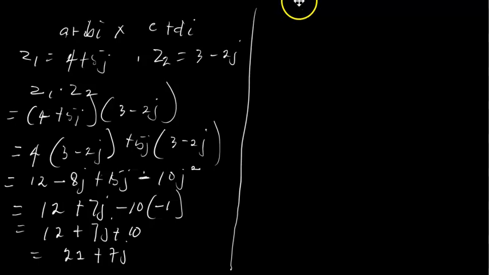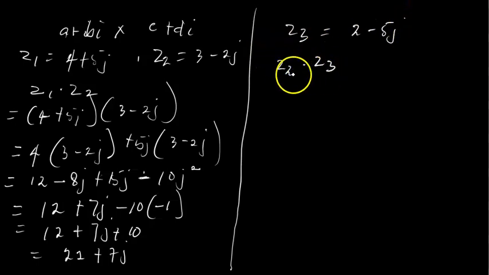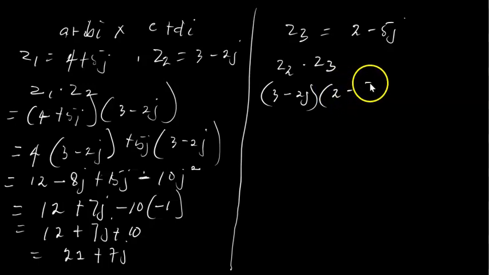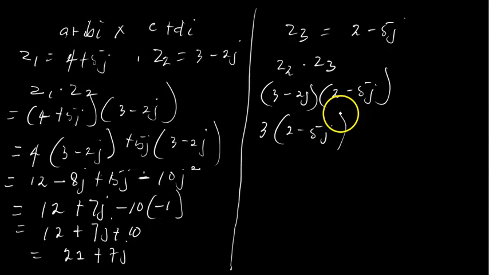Now, let's see another example. Let's imagine I have Z3, which is 2 minus 5j, and I'm now to look for Z2 times Z3. For my Z2 times Z3, I'll be talking of 3 minus 2j into 2 minus 5j. Still, we'll be using the distributive property, so this becomes 3 into 2 minus 5j, minus 2j into 2 minus 5j.